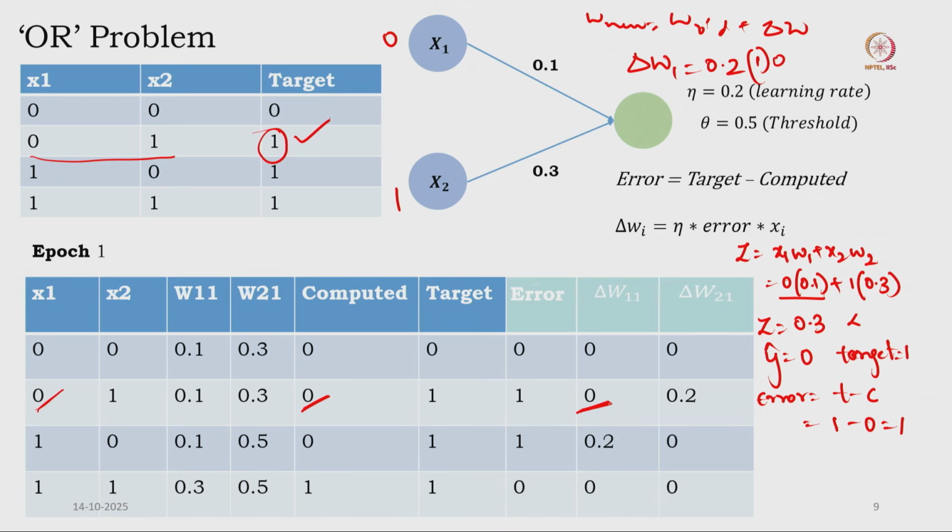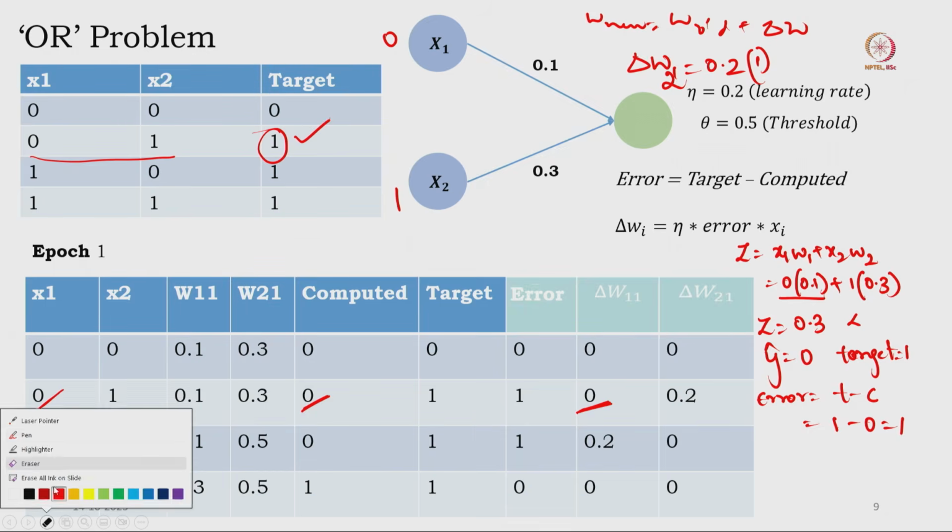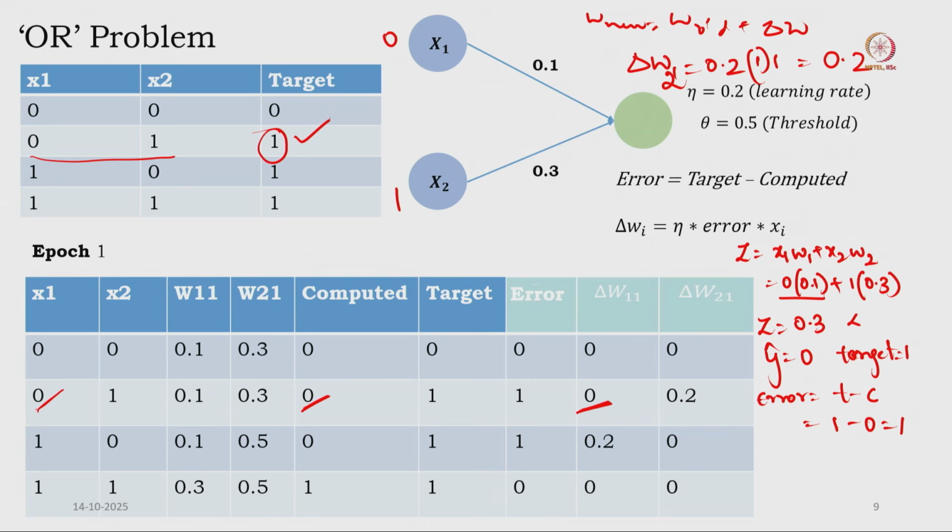Now, let us update delta W2. So, here only I am changing. How do we go for W2? Learning rate is 0.2, error is 1, and the input is now 1. Instead of the previous 0, now we will be taking input 1. So, for this, let us calculate the value that we get. The value that we are getting is 0.2, that is the 0.2 value that we have written.